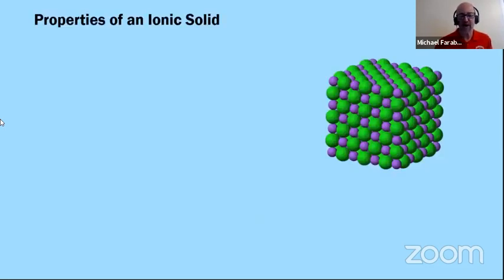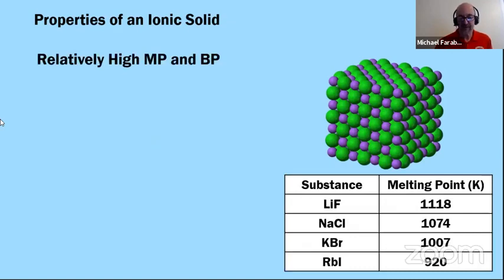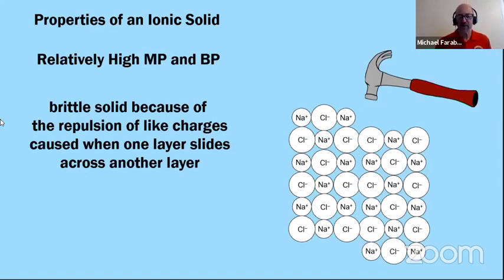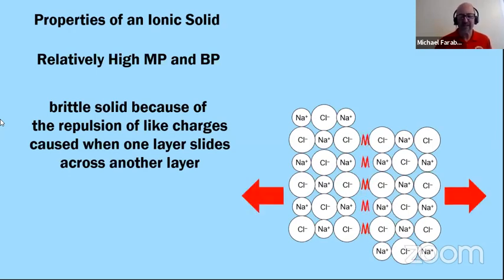So properties of an ionic solid. Relatively high melting point because of the strong attractive forces. So here are some examples of melting points, and they're all about 900 to 1,000 degrees or more. They are hard and brittle. And what makes them brittle is because if a stress is applied and the layers of ions shift slightly, now you have repulsion between ions of like charges. So an ionic solid tends to flake apart into crystals, or it's cleaved along well-defined planes because of that.